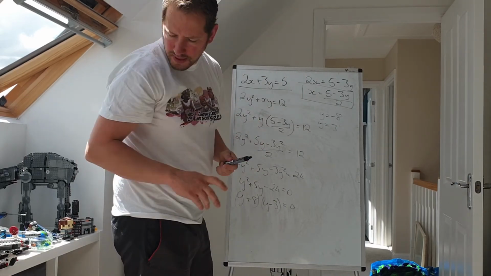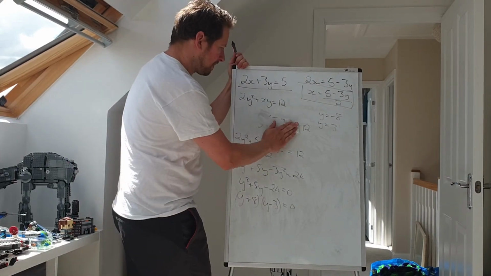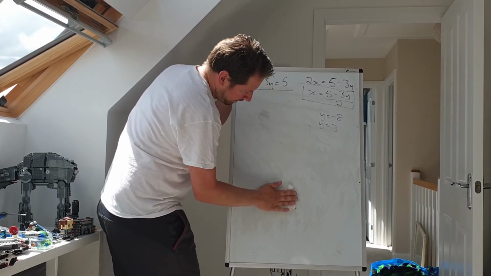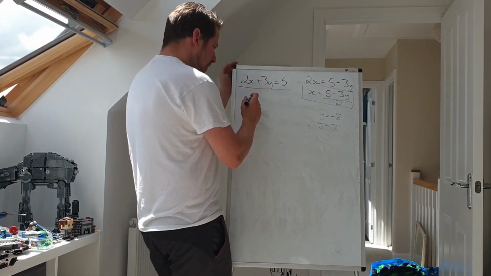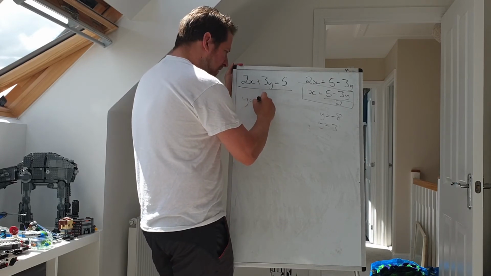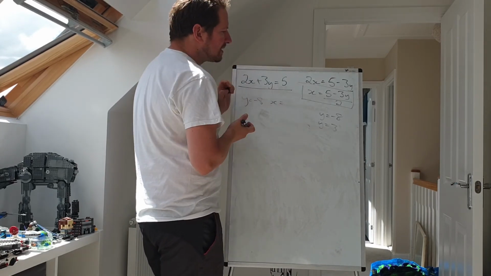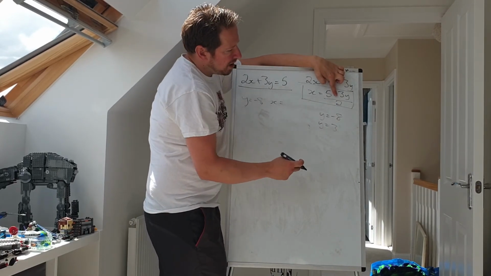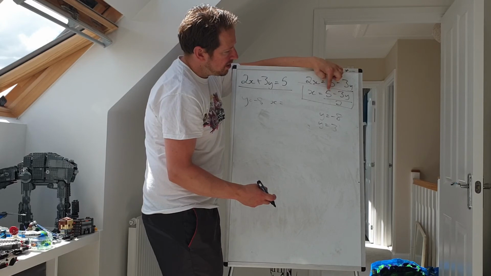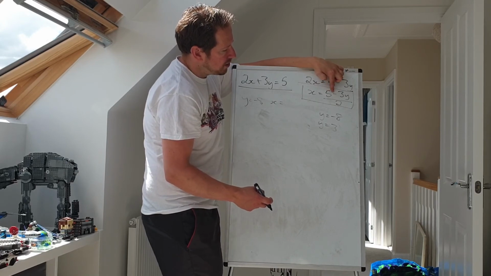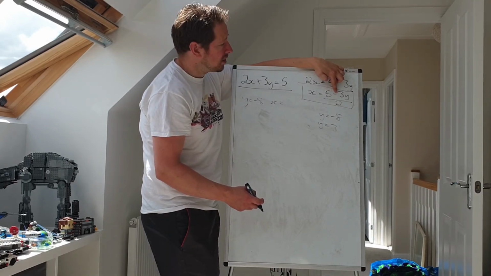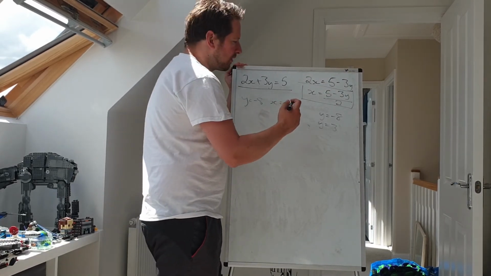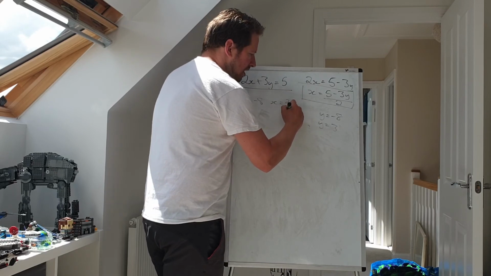So, make a little bit of room here. When y equals minus 8, x equals 5 take away 3 lots of minus 8. Well, 3 lots of minus 8 is going to be minus 24. So it's going to be 5 take away minus 24. That's going to be 29. 29 over 2, and you can either write it as 14.5 or just 29 over 2. I'm going to leave it as the fraction.